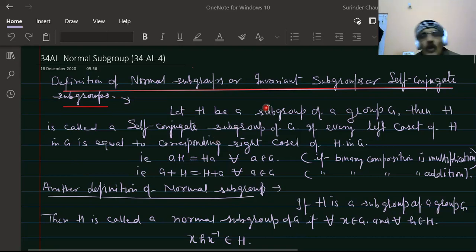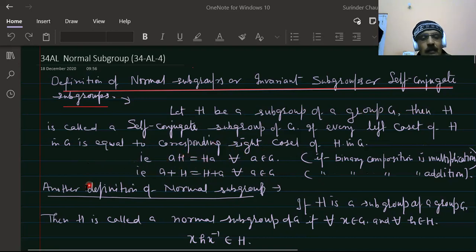Any subgroup H of a group G is normal if the left coset of H in G is equal to the right coset of H in G, if the binary composition is multiplication. If the binary composition is addition, then a plus H is equal to H plus a for all a belonging to G. That is the definition based on the left and right coset.